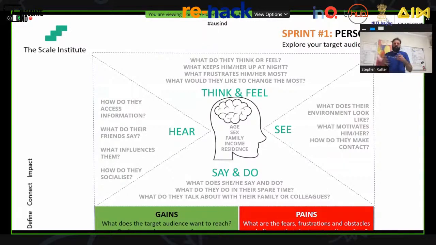So all of this will allow you to get your customer understanding of their gains and their pains. Okay, so what do they aspire to be? Okay, and you want to amplify that. And then what frustrates them the most, you want to eliminate that. Okay, we really want to get advocates.